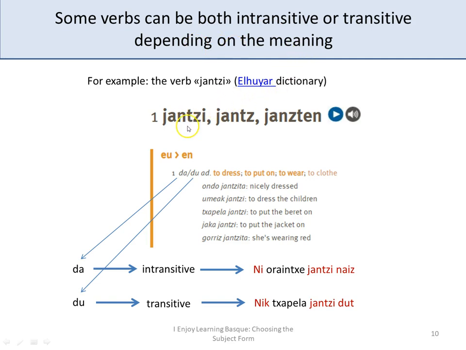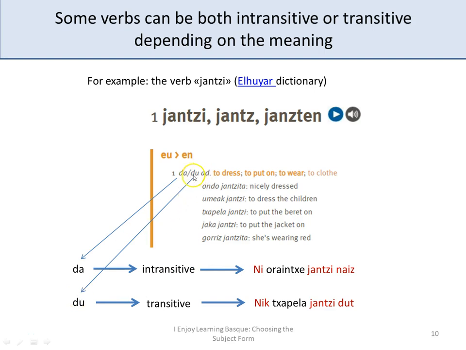So it's like jantzi, and jantzi, by the meaning is the same in this case, but it's with da. It means that it's a verb that is intransitive. So we can use that: ni jantzi naiz. I got dressed now or in a minute.